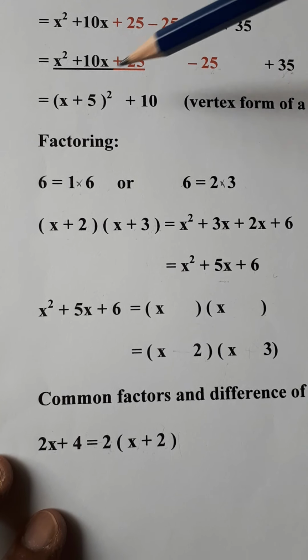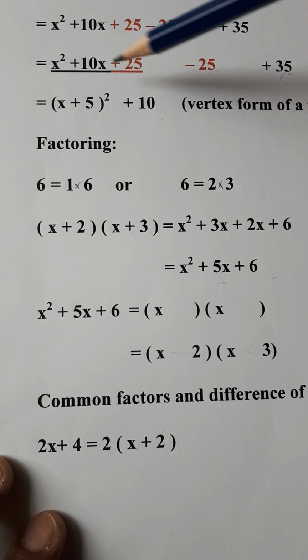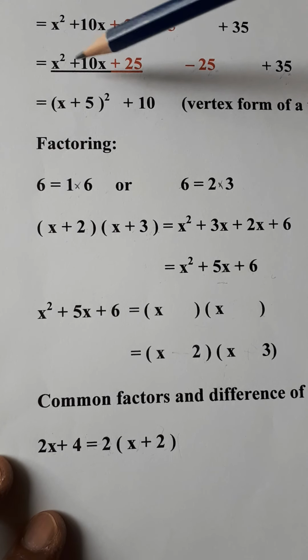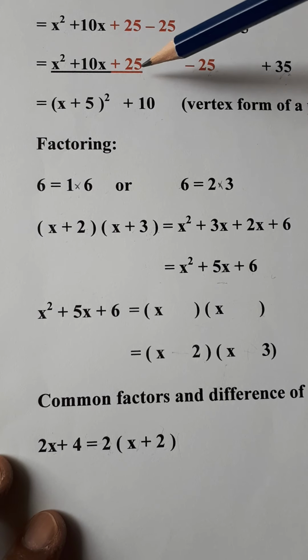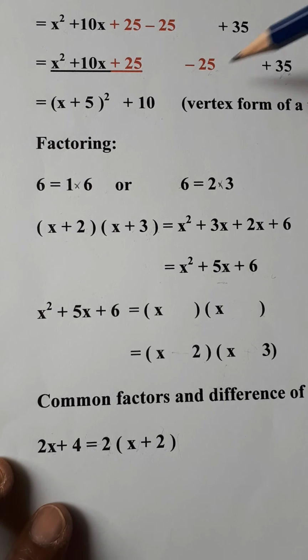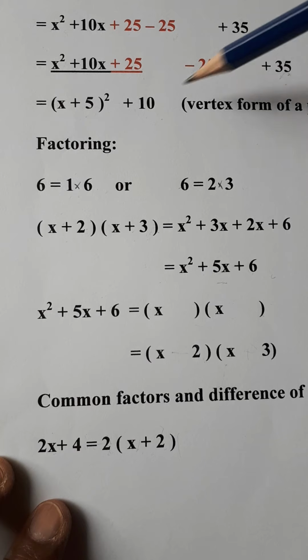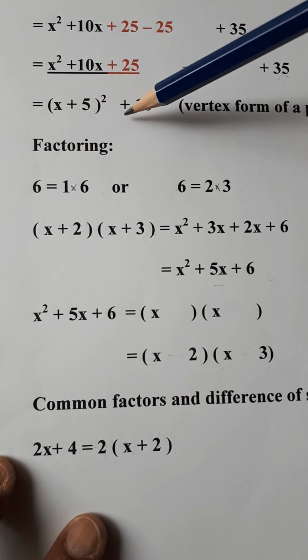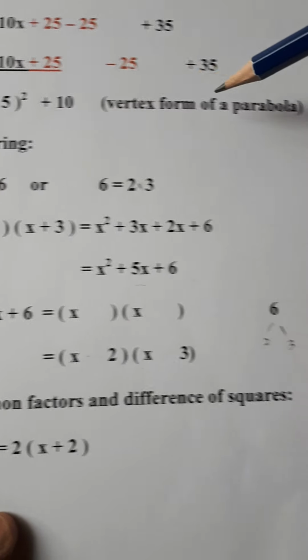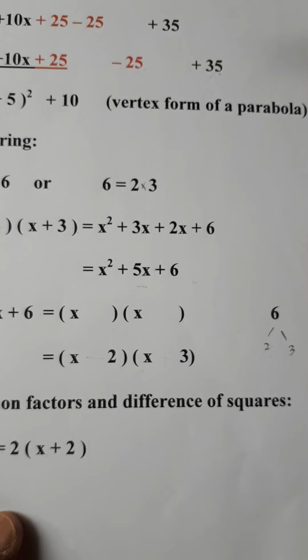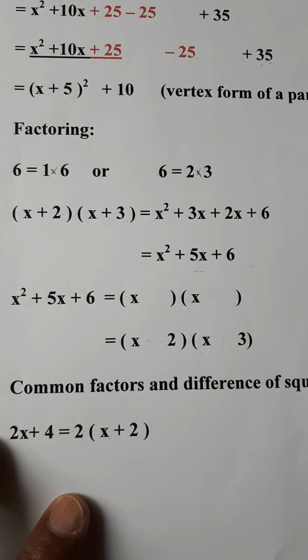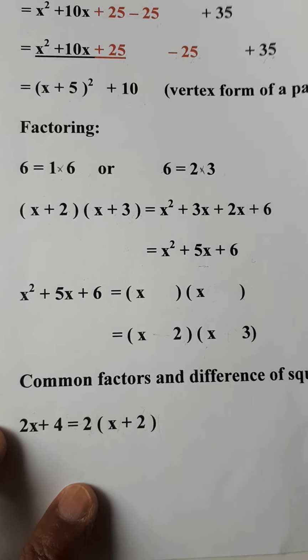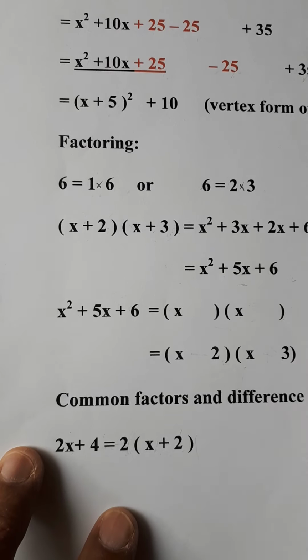Next step, now we already know that this x plus 5 squared, this little piece, is a perfect square, and then add these two, it becomes plus 10, and this is called the vertex form of a parabola. You will know that later, vertex form. So we have completed the square. This process is called completing the square.